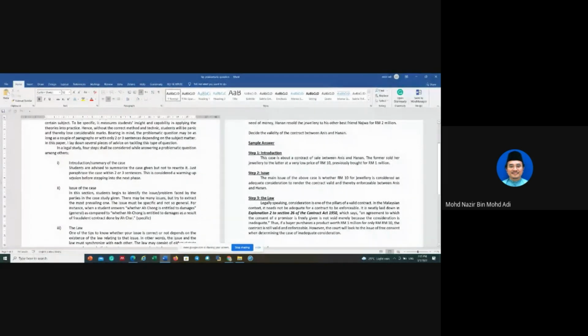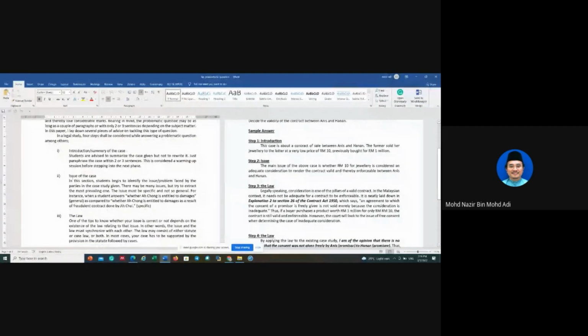Okay, so what are those steps? First, by hook or by crook, you have to have an introduction or a summary of the case. You make a summary of just one sentence or two sentences. The longest will be two sentences, but I think it's enough for you to write just one sentence.